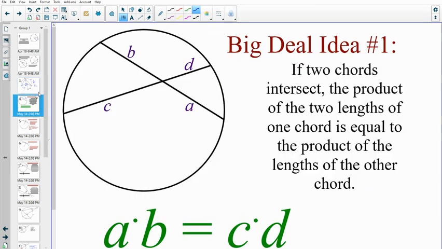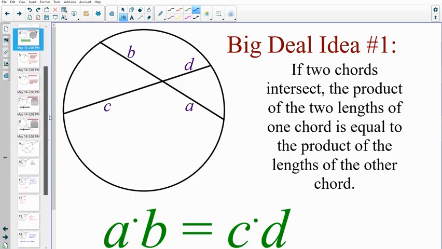Then we moved on and looked at when we have chords intersecting inside of circles. And the first, I called these the big deal ideas. We've got 5 of these to look at. Big deal idea number 1 says, if two chords intersect each other, then the product of their parts is equal. A times B equals C times D. That's big deal idea number 1.